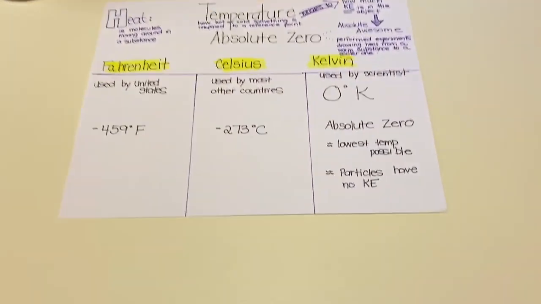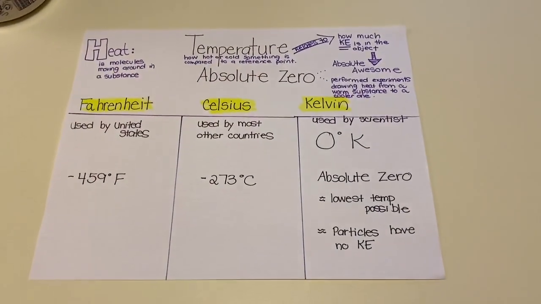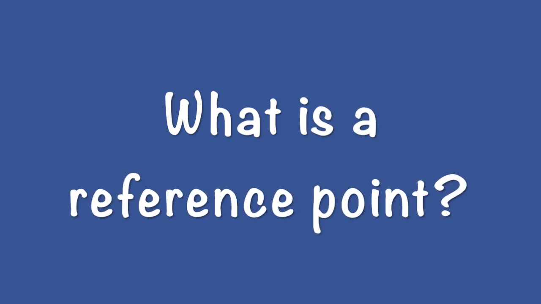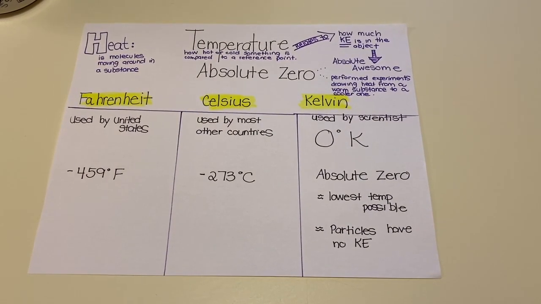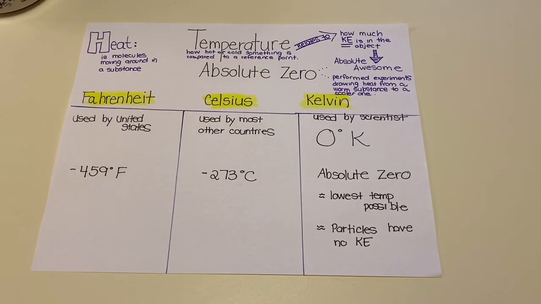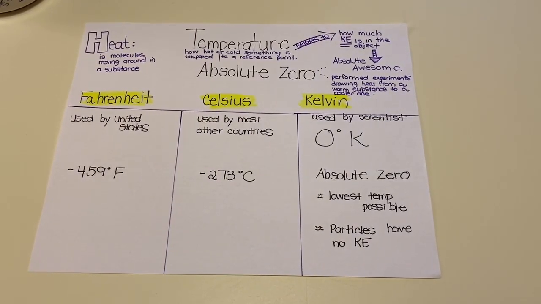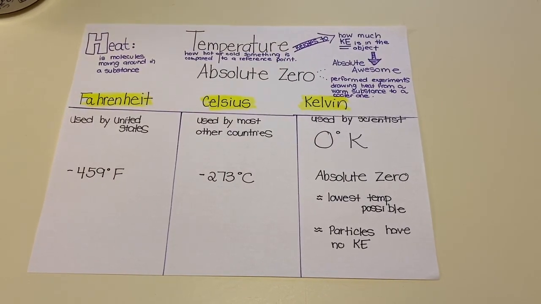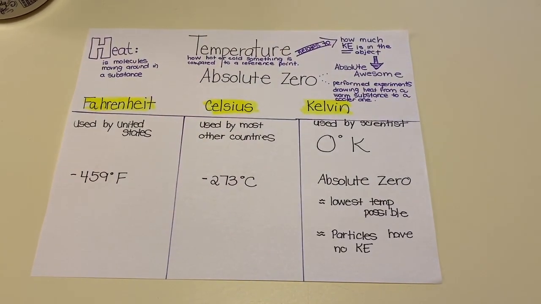But first, let's talk about temperature. What is temperature? Temperature measures how hot or cold something is compared to a reference point. Now, what is a reference point? It's like the boiling point or the freezing point. And this relates to how much kinetic energy there is in an object.